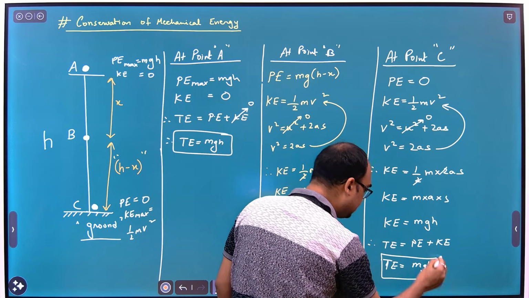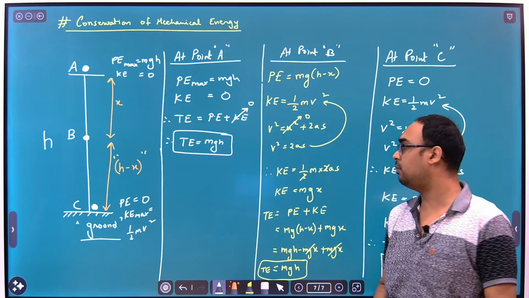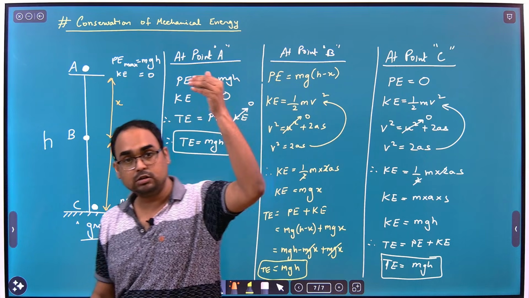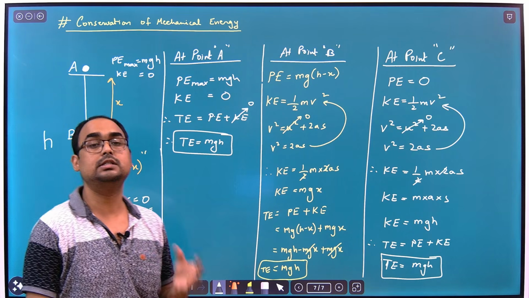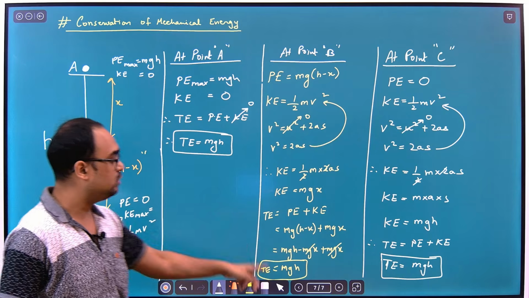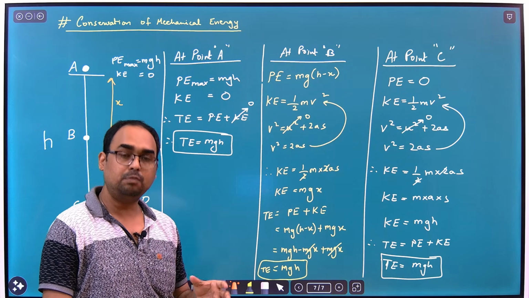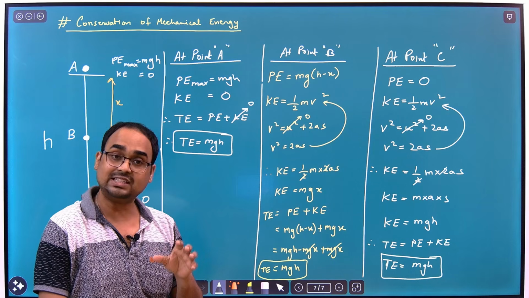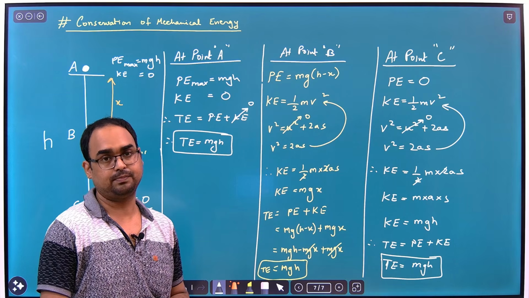So from this derivation, you have come to know that wherever the object may be present, along the complete path, the energy remains conserved. mgh, mgh and mgh. Clear? Along the whole path, the total energy has remained conserved. What has happened? The potential energy has converted to kinetic energy.